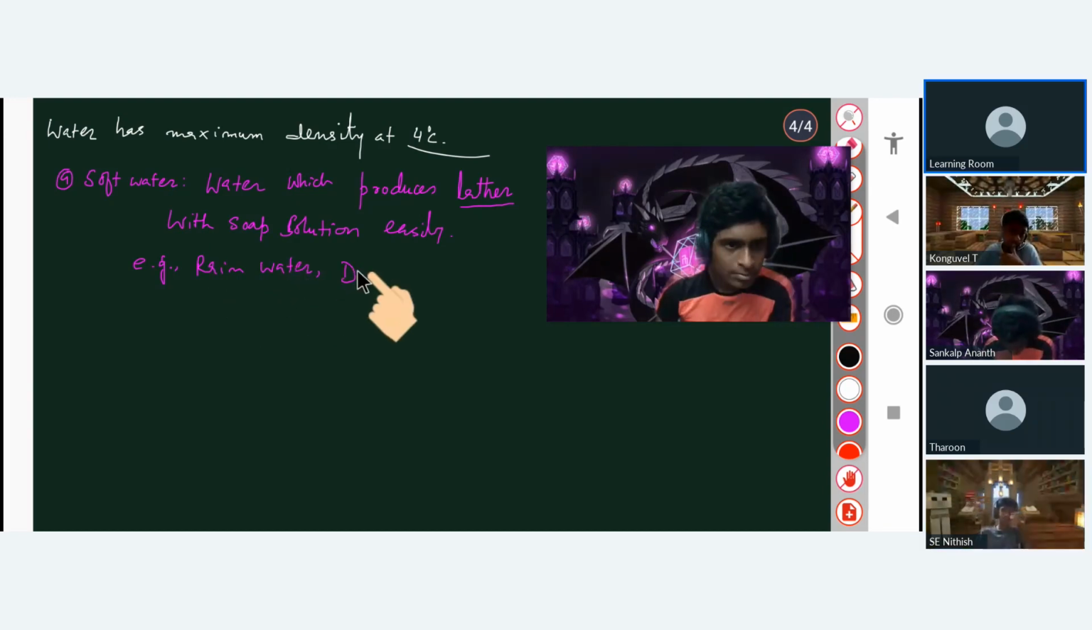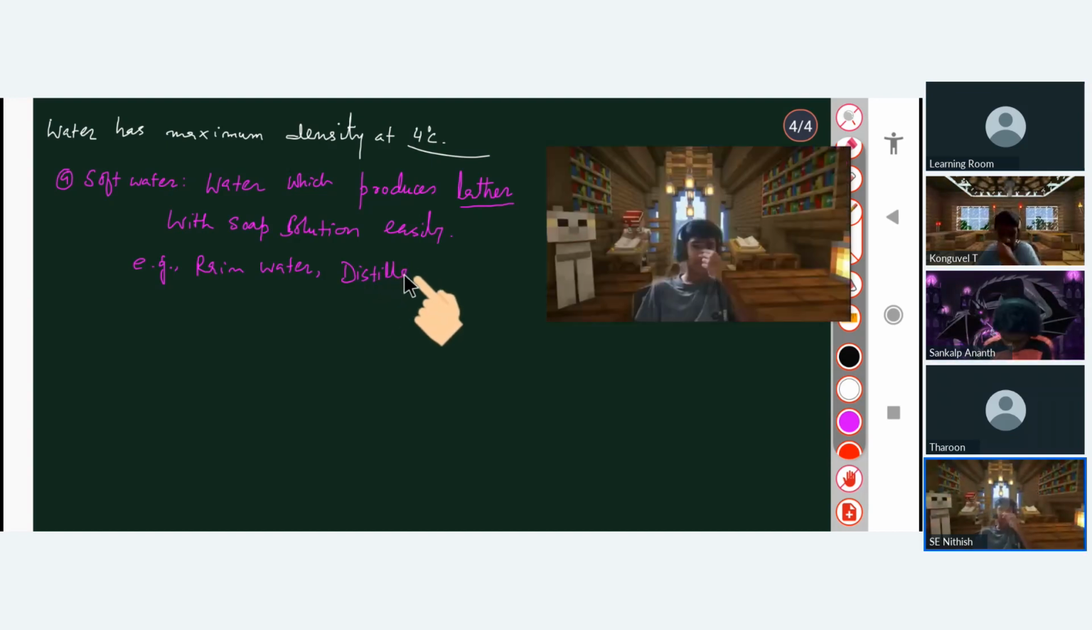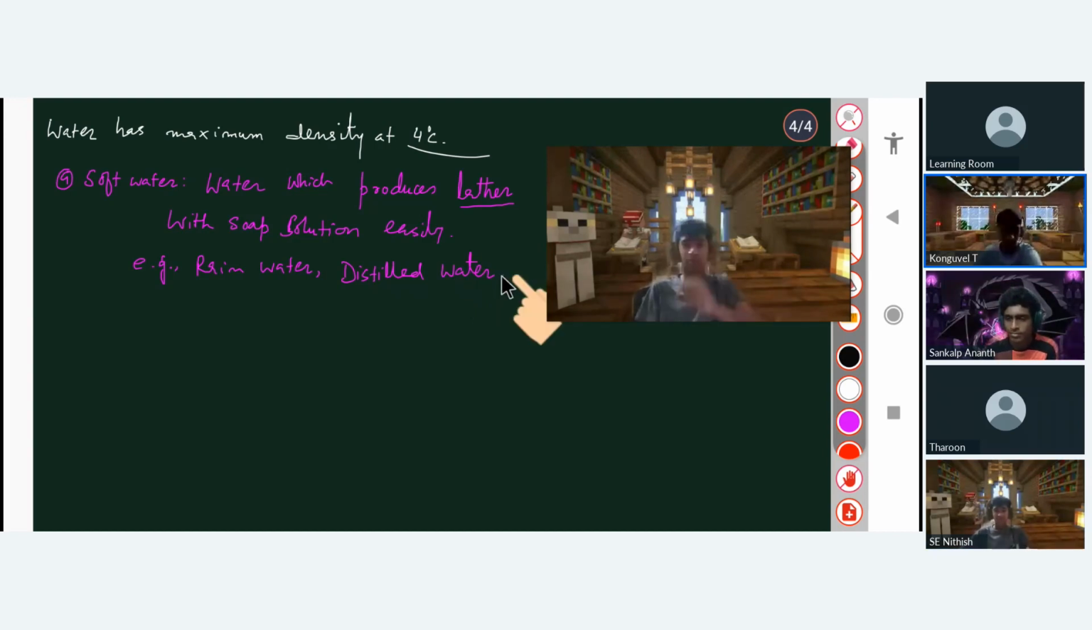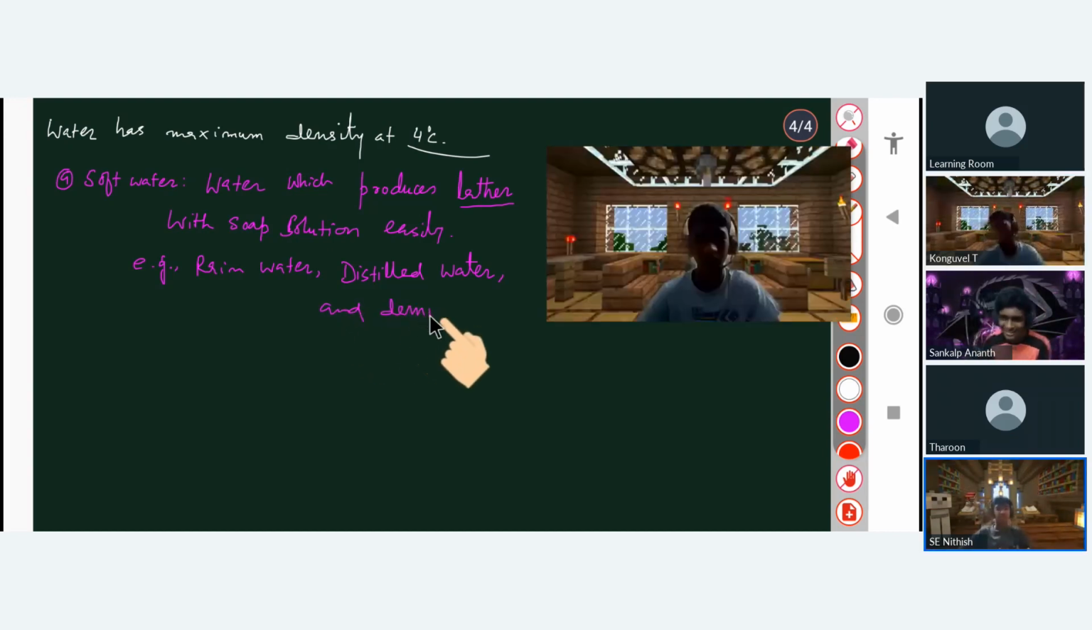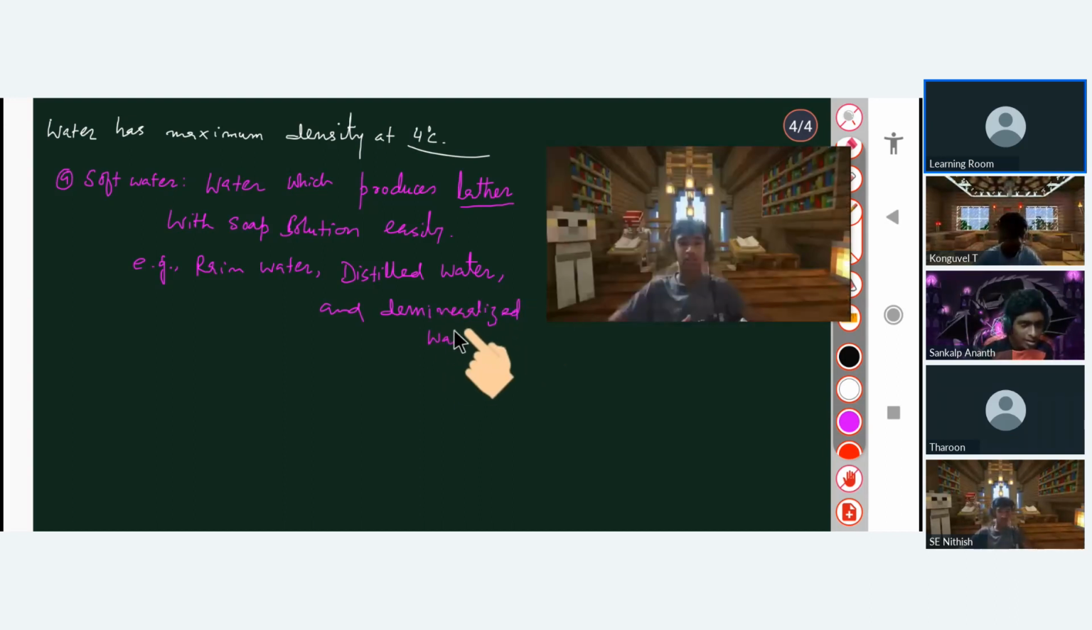Similarly, distilled water. Do you know what is distilled water? It is when all the ions and impurities from the water are removed and it's only pure H2O. Demineralized water is also soft water, meaning you have removed all the ions, all the minerals from the water. So what is the first example? It is the rainwater.